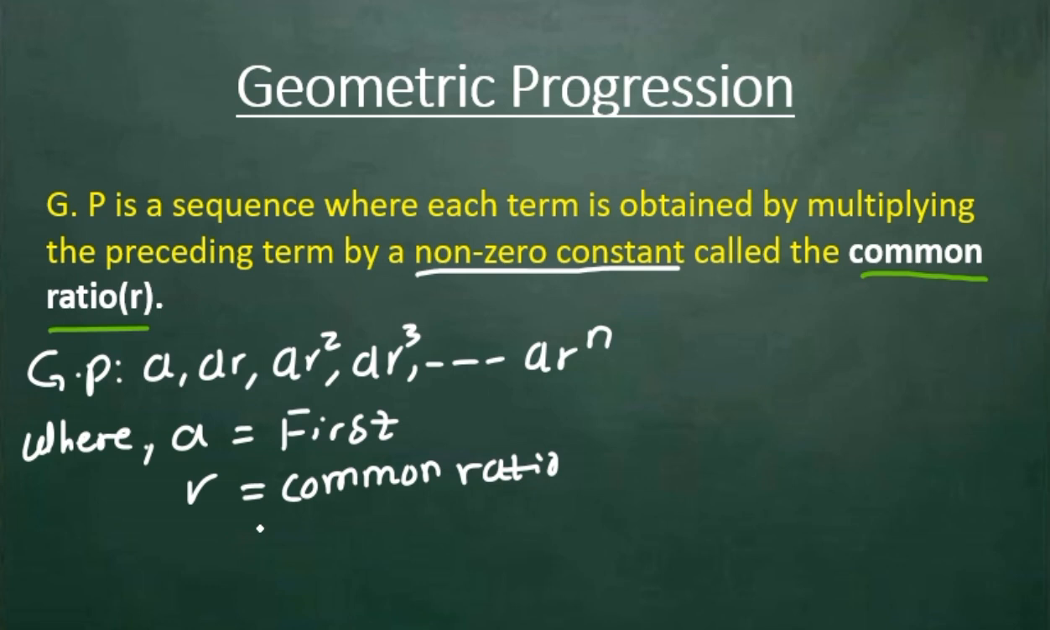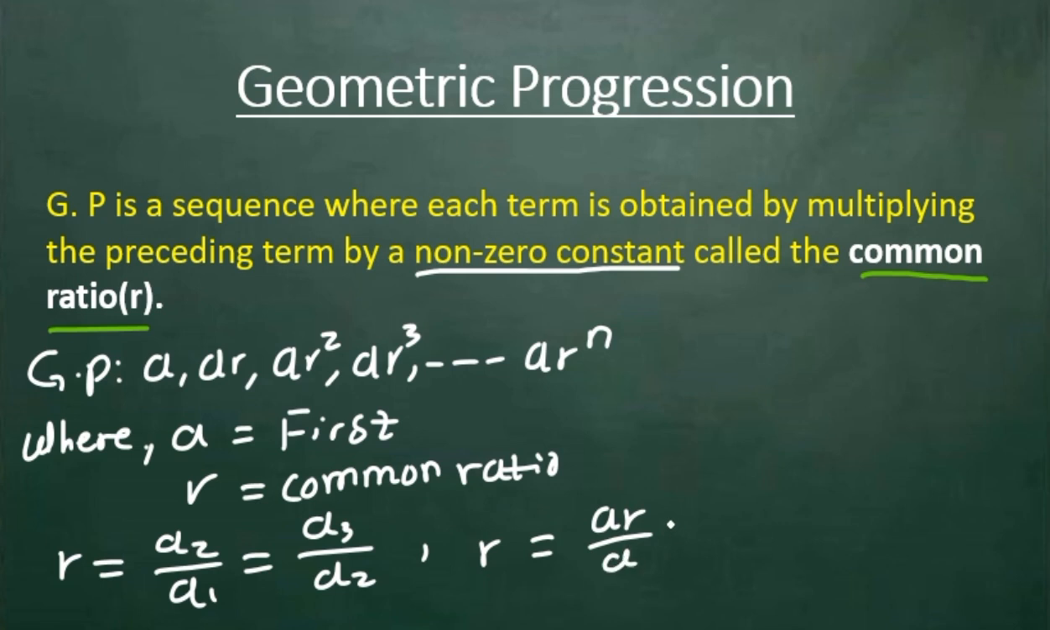Right, now we also need to know that R can be found by dividing the second term by the first term. So if we have R, we can find its value by saying the second term divided by the first term, which is the same thing as the third term divided by the second term. In our case, R here will be AR divided by A, and this can also be AR squared divided by AR, and it continues.